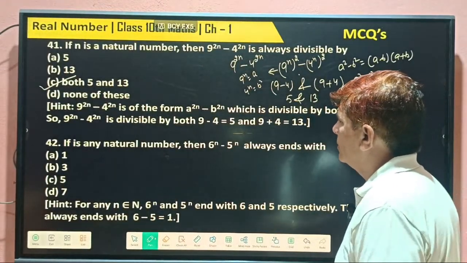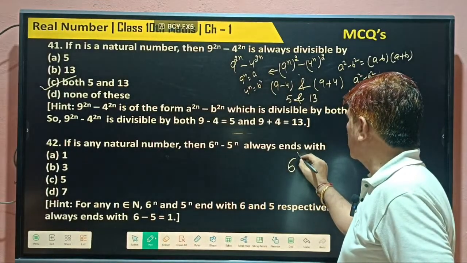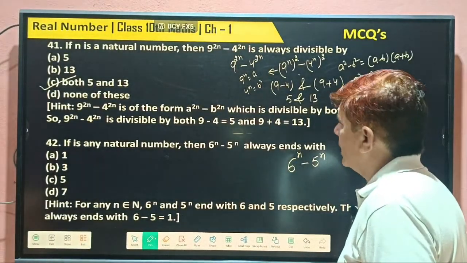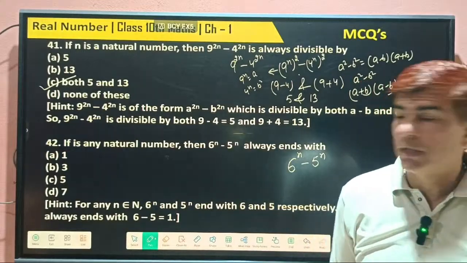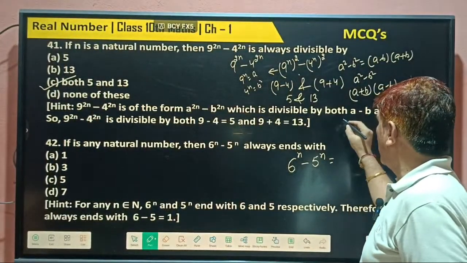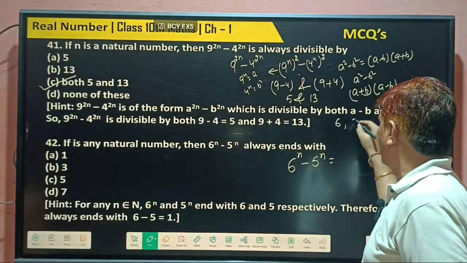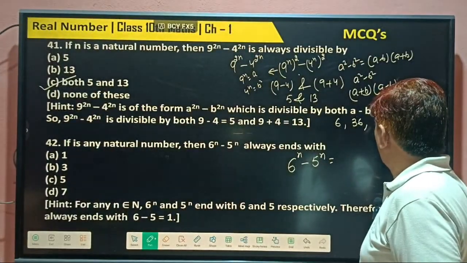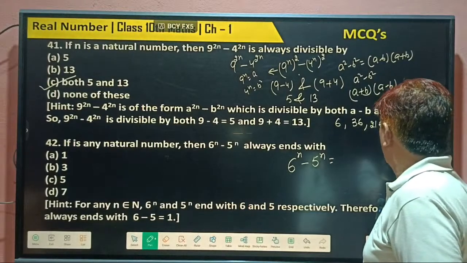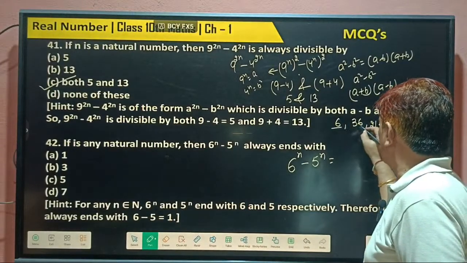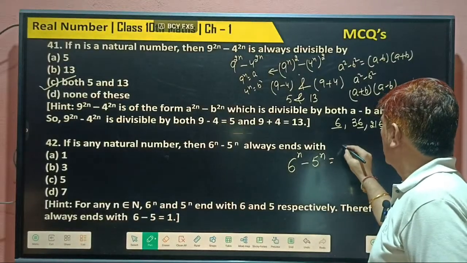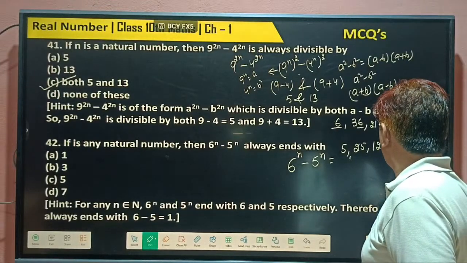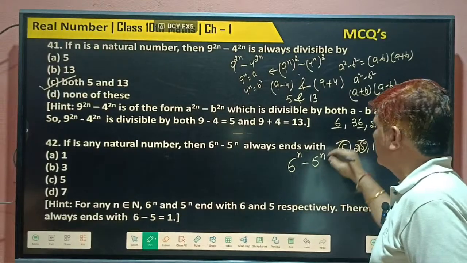Next, if n is a natural number, then 6 power n minus 5 power n always ends with, meaning its unit digit is what? You can check one time. 6 to the power 1 is 6, power 2 is 36, power 3, power 4, the unit digit is always 6. So here also the unit digit is 6, 6, 6, 6. And here 5, 25, 125, 625. So its unit digit is always 5.